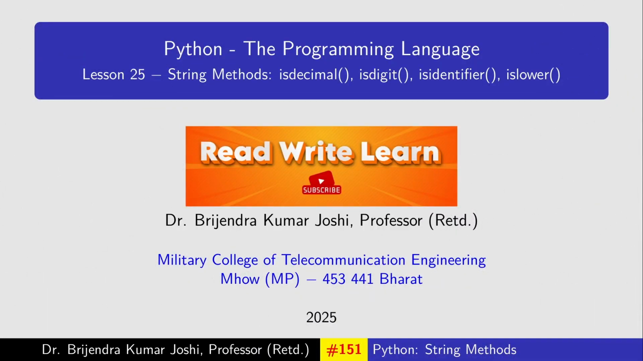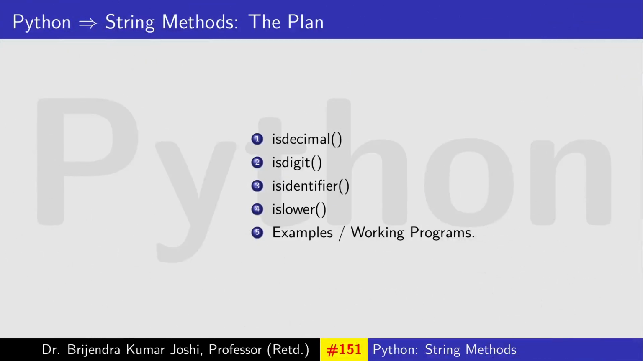In this video, we will study 4 string methods, namely isdecimal, isdigit, isidentifier, and islower. The plan is simple. First is decimal, then is digit, then is identifier, then is lower, and at the end a few examples.